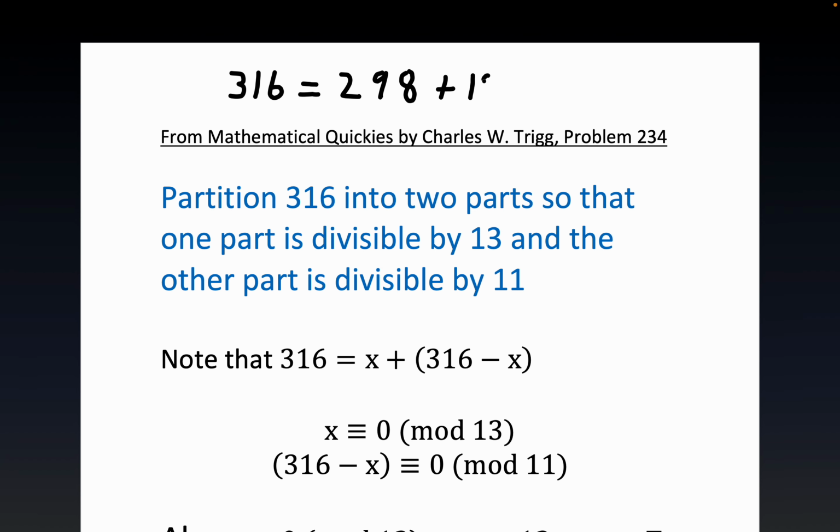Anyway, that's an example of a partition, but notice it doesn't meet the condition that one part is divisible by 13 and the other part is divisible by 11. So we've got to take care of that. Again, this is just an example.